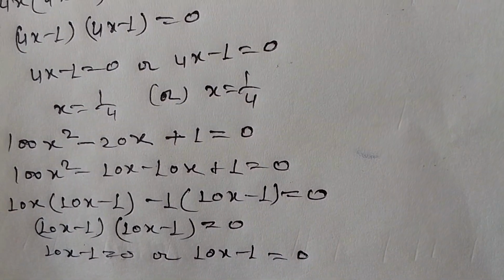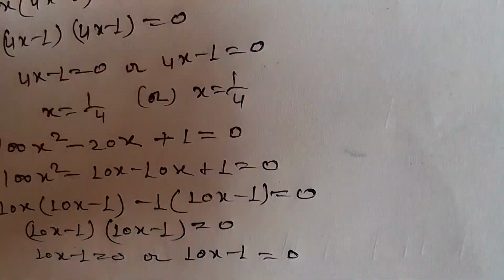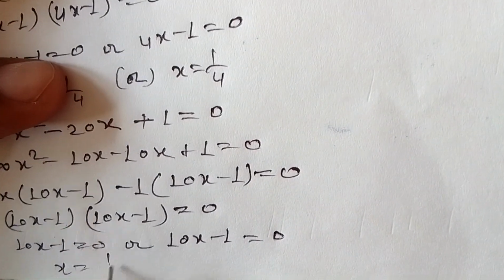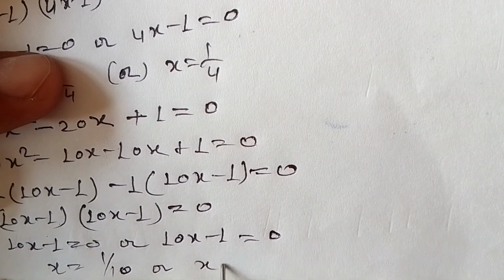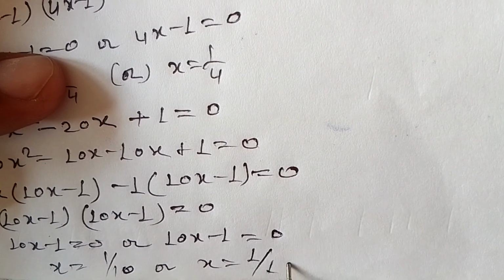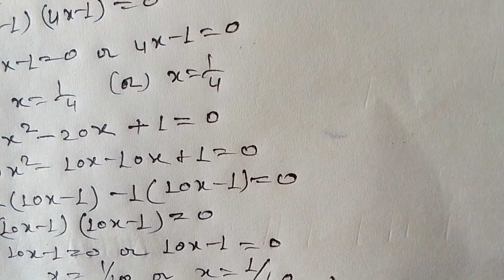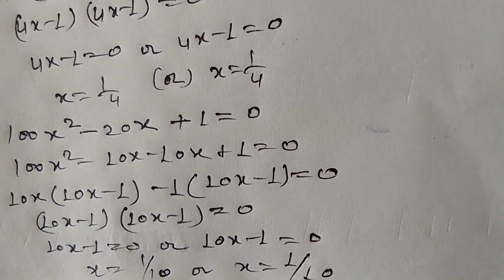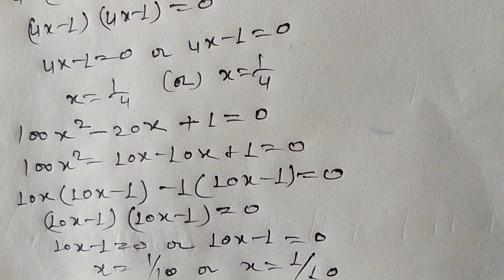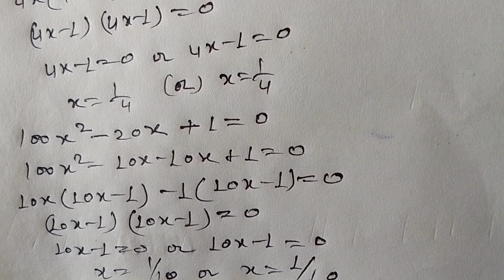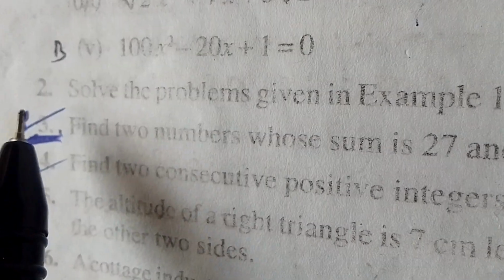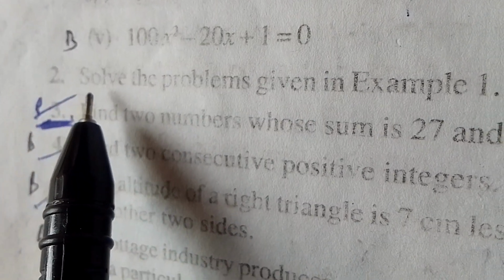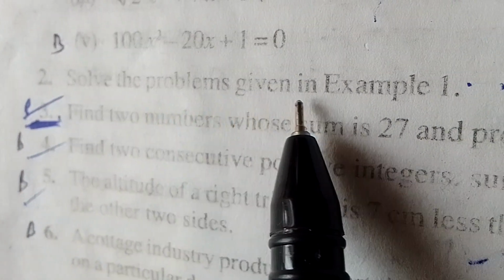So the roots of this equation become x is equal to 1 by 10 or x is equal to 1 by 10. So these are the roots of the quadratic equation of the fifth part of the first question. With this we have completed the first question of exercise 4.2. Now the second question of exercise 4.2: solve the problems given in example 1.